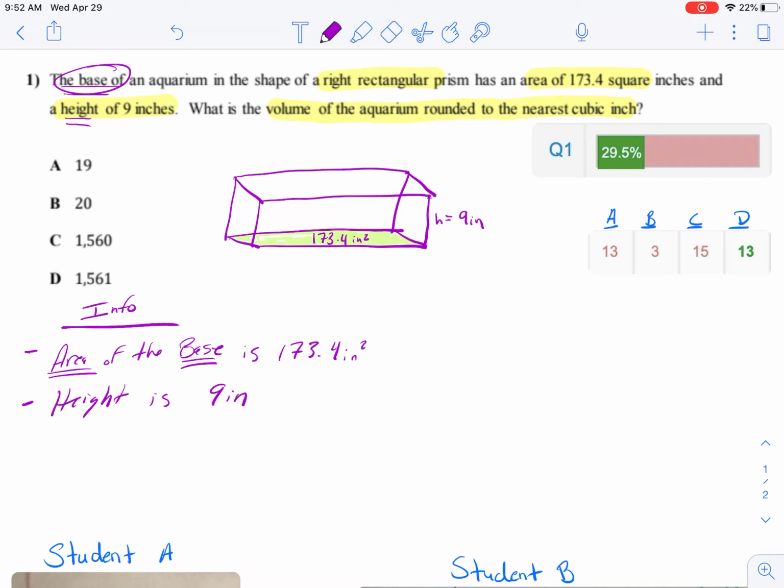What's the last thing we have left to jot down? Our question. Our question is asking, what is the volume of the aquarium rounded to the nearest cubic inch? So we're looking for volume. And again, thinking about volume, it is the amount of space that's taken up inside of a shape. So it's asking for the volume of the aquarium.